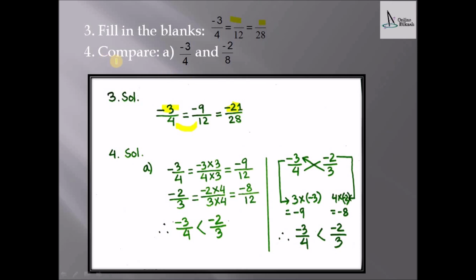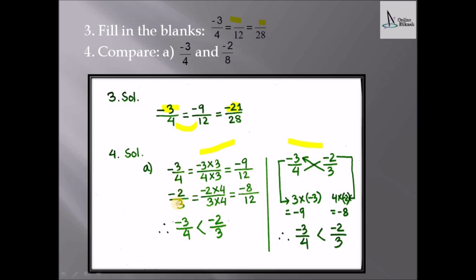Question number 4, compare. This is part A, minus 3 by 4 and minus 2 by 3. In this case you can use 2 methods. I have mentioned both the methods here. This is the first method and this is the second method. So in the first method you see minus 3 by 4 and minus 2 by 3.